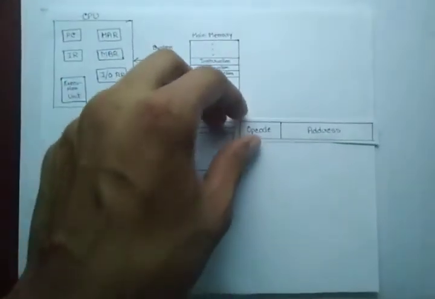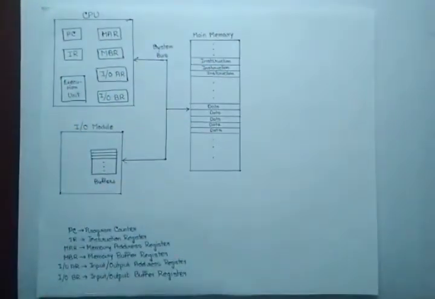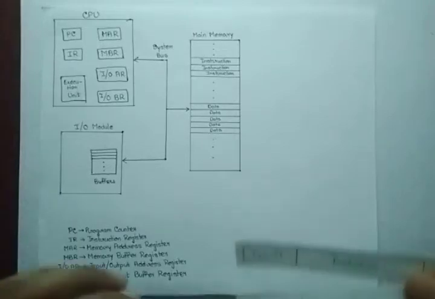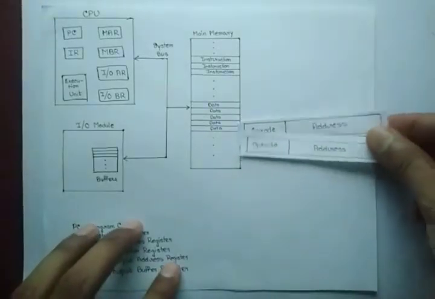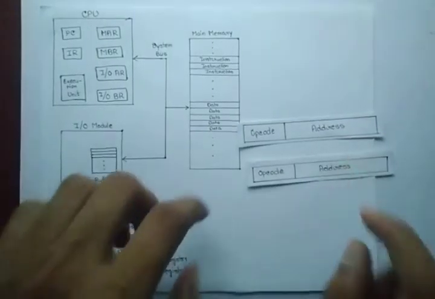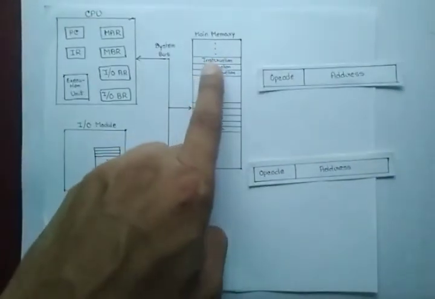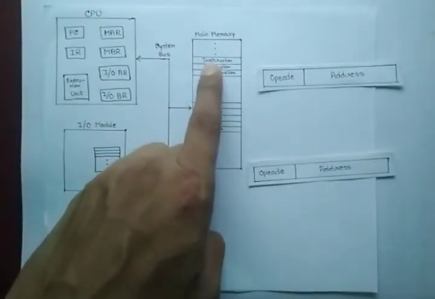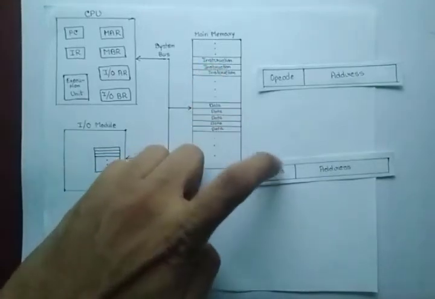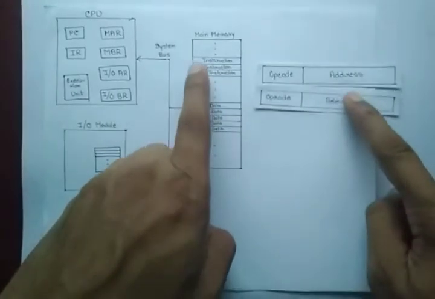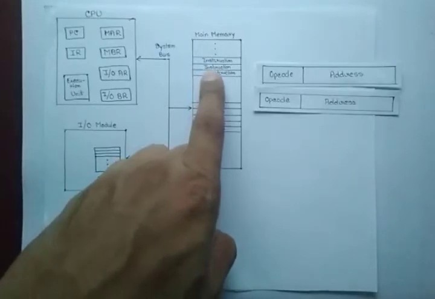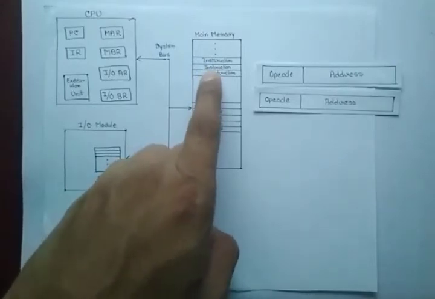Okay, now let's see how an instruction is being executed by these computer components. Let's say these are the two instructions which need to be executed by the CPU, where the first instruction is stored in this particular address of the main memory. This second instruction is stored inside this particular address of the main memory.